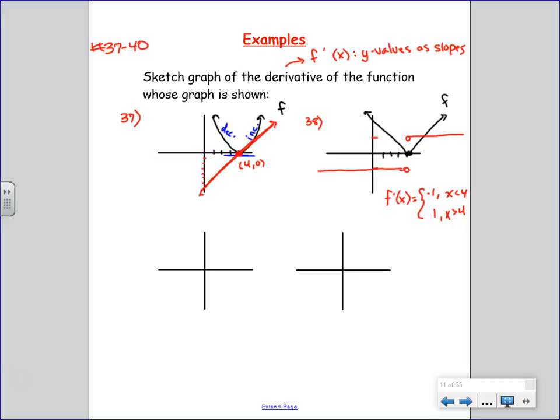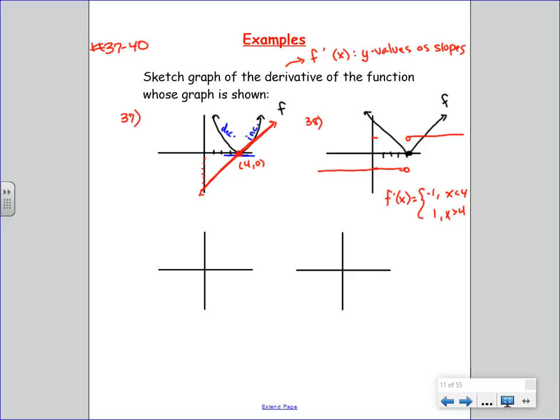Because as you come from either side, the slopes do not agree. One-sided derivatives don't agree. The slopes do not agree, so the derivative does not exist at 4. Sharp point, they do not agree. That's what's going on with any sharp point.